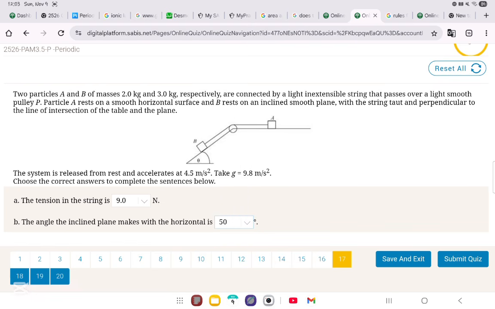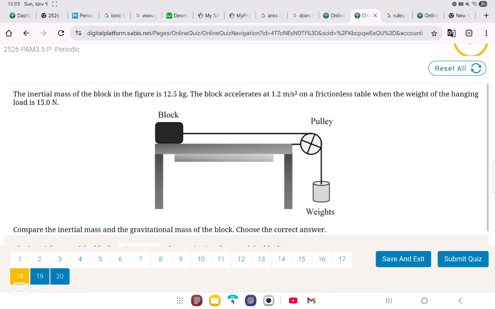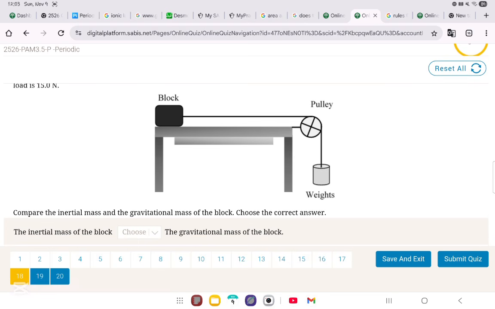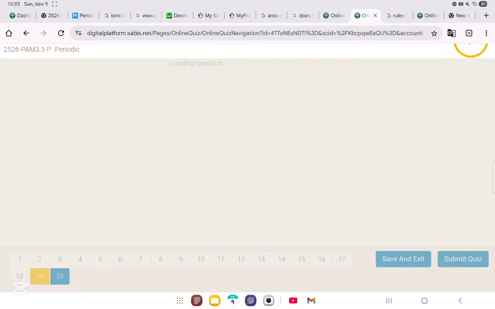Okay, now we move on to question number 18. The inertial mass of the block is 12.5. The block accelerates at 1.2 meters per second squared on a frictionless table when the weight of the hanging load is 15 newtons. Compare the inertial mass and the gravitational mass. All of this is a trick. What you need to know is that inertial mass is always equal to the gravitational mass if it's of the same object. So inertial mass and gravitational mass of the block are always the same. They are always equal.